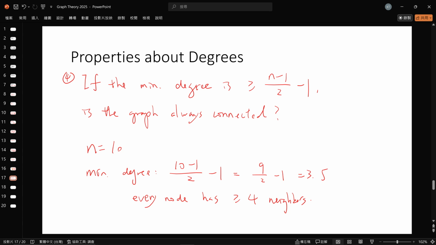So given this n equals 10 condition, we start from 9 neighbors. If you have 10 vertices in a graph, and everyone has 9 neighbors, then the graph must be connected. And then we consider 5 neighbors. If everyone has 5 neighbors, then again the graph must be connected. So all the way down to 4. Now, if everyone has at least 4 neighbors, is it possible to generate a disconnected graph, or a graph that has multiple components, but still everyone has at least 4 neighbors?